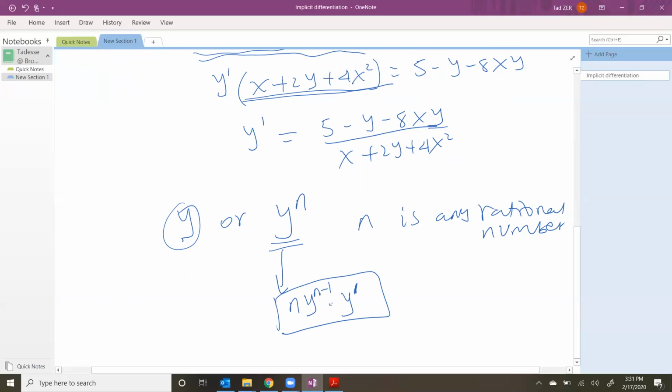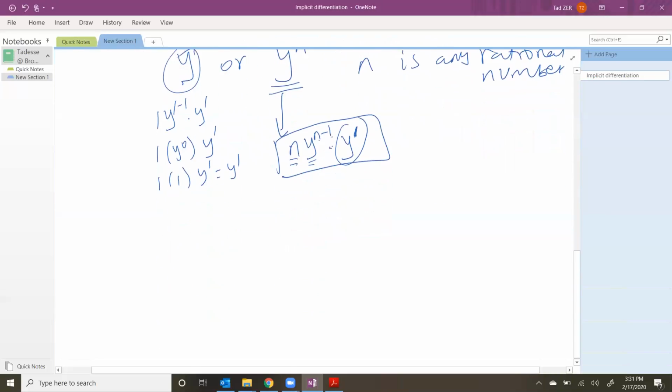If n is 1, like in this case, 1 minus 1 is 0. Assume that y is different from 0, so y to the power of 0 will be 1, right? So if n is 1, it will be 1 times y to the 1 minus 1 times y prime. This is 1 times y to the 0 times y prime. Y to the 0 is, assuming y is different from 0, 1. So this will be y prime. So if I see y, it will be y prime. Otherwise, make sure you are using the general power rule.